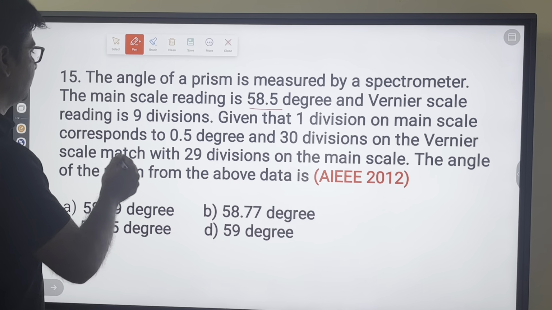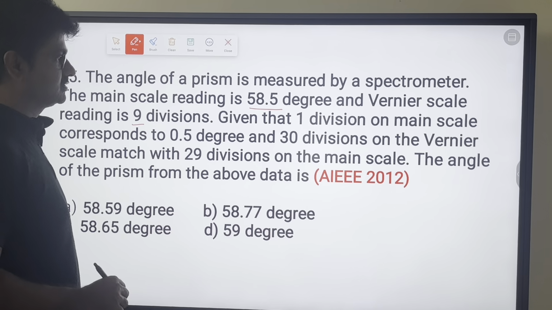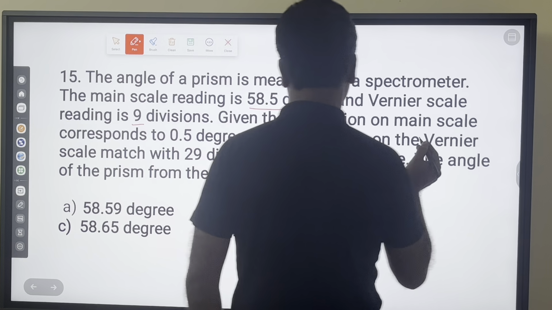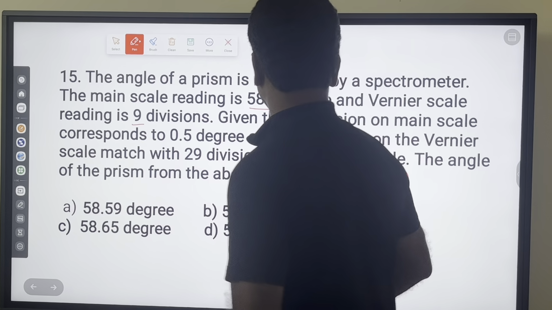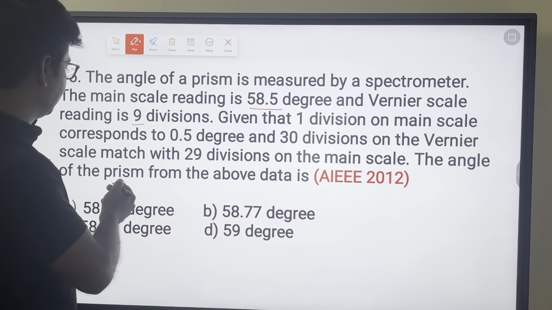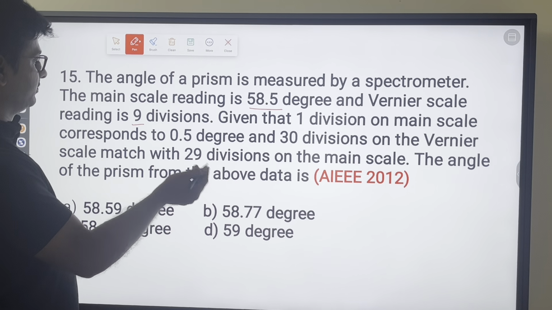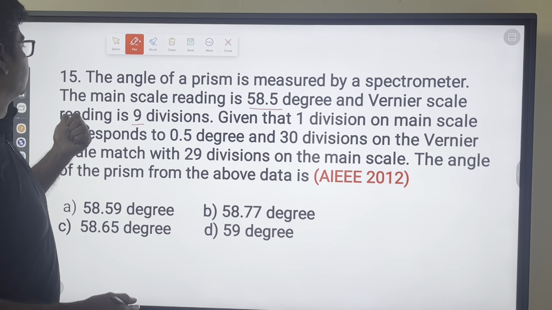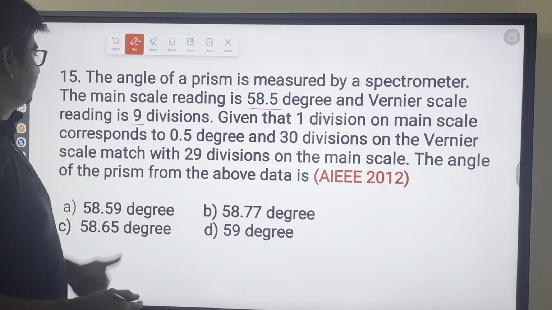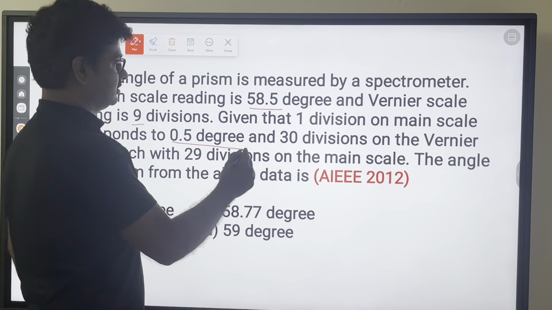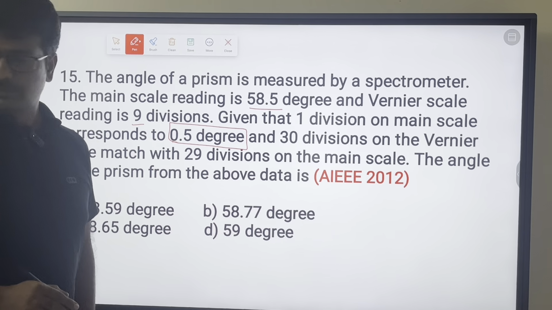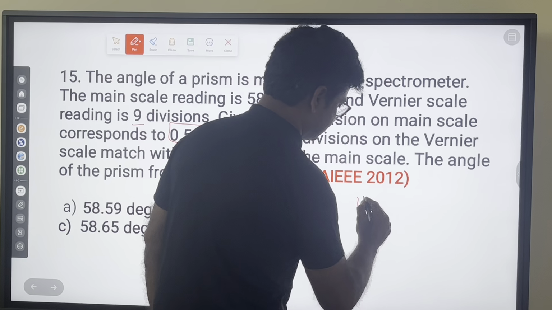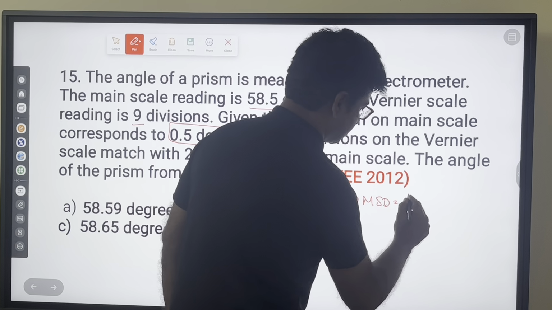58.5, and the vernier scale reading is given as 9 divisions. So 30 divisions on the vernier scale equal 29 divisions on the main scale. The angle of the prism is to be found out. The smallest division is 0.5 degrees on the main scale, so 1 MSD is half a degree.